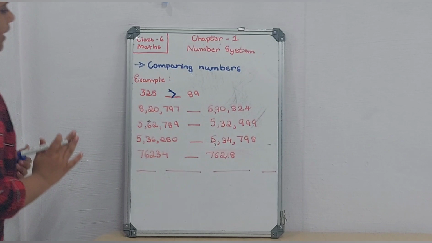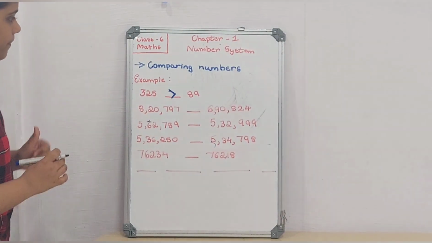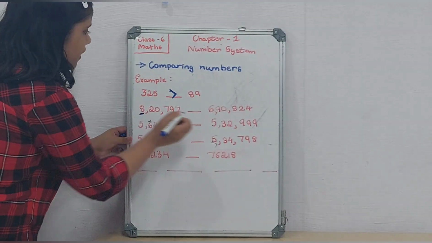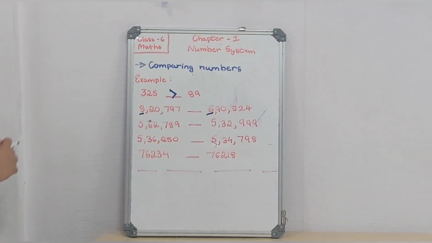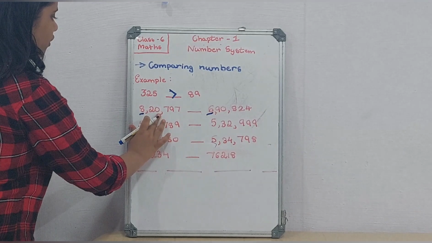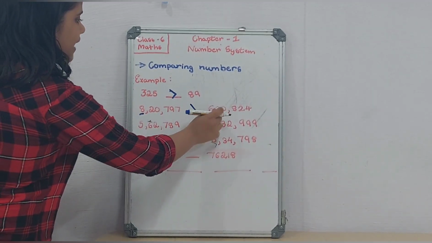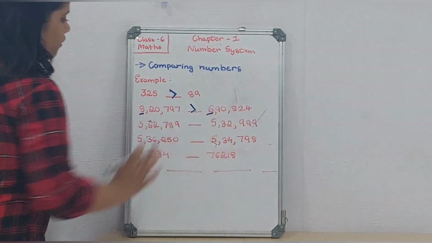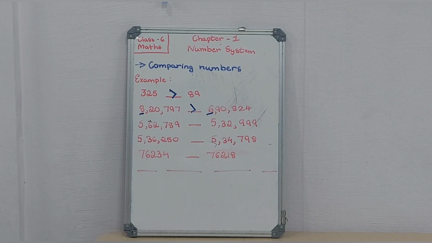Okay, same number of digits here also. So first you have to see the leftmost number. So here we have 8, here we have 6. So 8 or 6 is bigger? Of course 8. So 820,797 is bigger than 690,824. Okay, now let us see the second step.